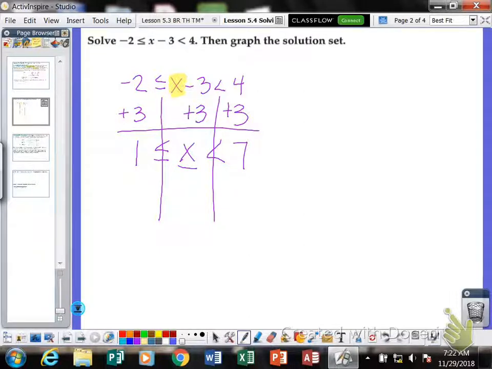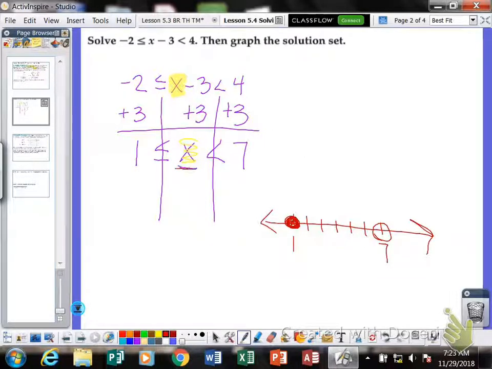So now we're saying that this value that I want, this x, has to be between 1 and 7. So we need to graph that. I don't want to use yellow because you can't see it. Let's use red. So I want to graph the compound inequality. So 1, 7. So I need 1, 2, 3, 4, 5, 6, 7. There's 7. I need a closed circle at 1 because it's less than or equal to. I need an open circle at 7 because it's just less than.